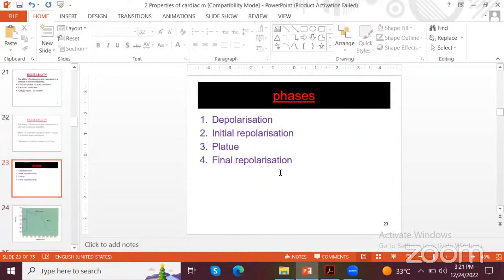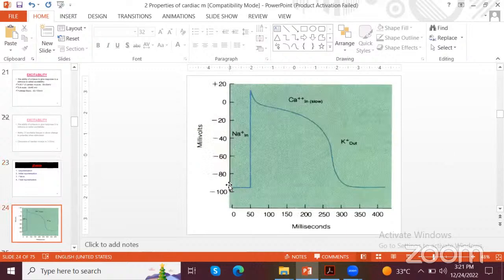So the phases of excitation, or the cardiac action potential, are depolarization, initial repolarization, a plateau level, and the final repolarization. Let's see the diagram. Comparing with the other action potentials, here we can see a difference. That means there is a plateau phase.